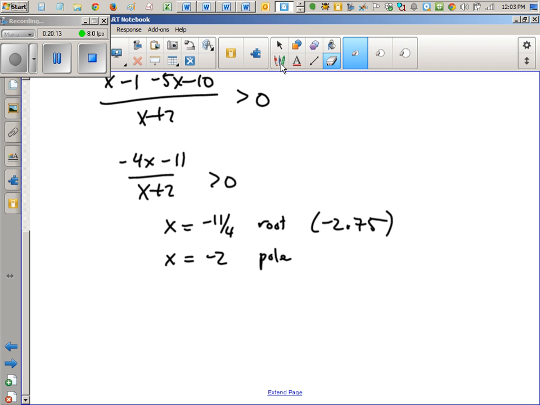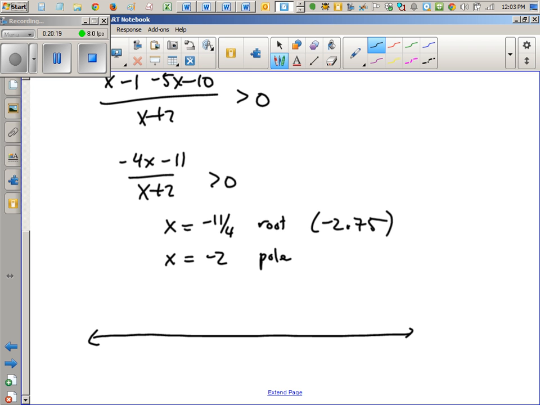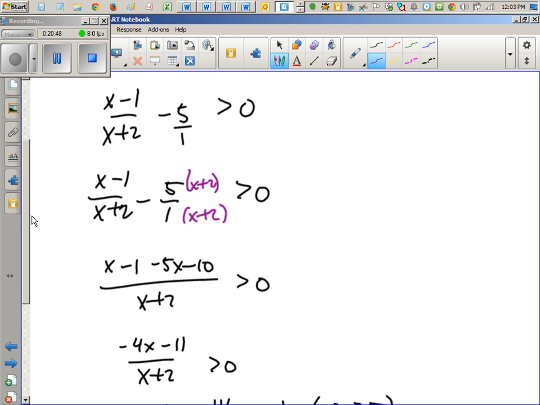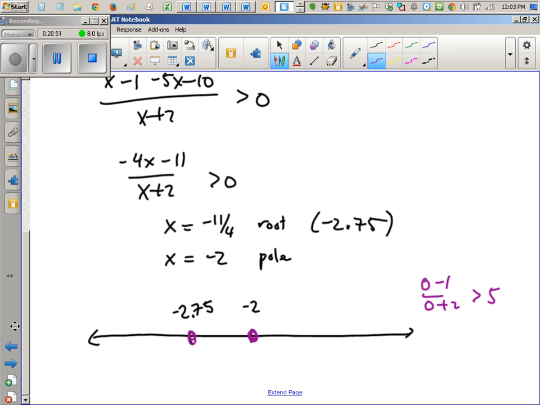All right, I'll draw my number line down here. It's getting kind of too hard to actually sketch the curve. I'm just going to cheat and use a number line. I've got negative 2.75 on here. I've got negative 2 on here. These are both open points. And we'll test maybe 0, because I like 0. Is 0 minus 1 over 0 plus 2 greater than 5? Because that's what the original problem said: x minus 1 over x plus 2 is greater than 5. This is false, isn't it?